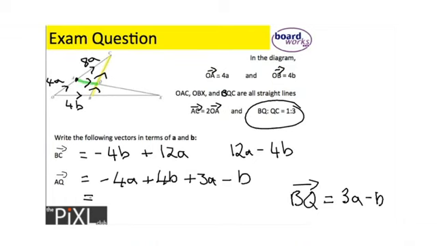So simplifying our terms now, we have 4b subtract 1b, leaving us with 3b. We have minus 4a add 3a, which leaves us with minus a. So our vector here from A to Q is actually 3b take away a.